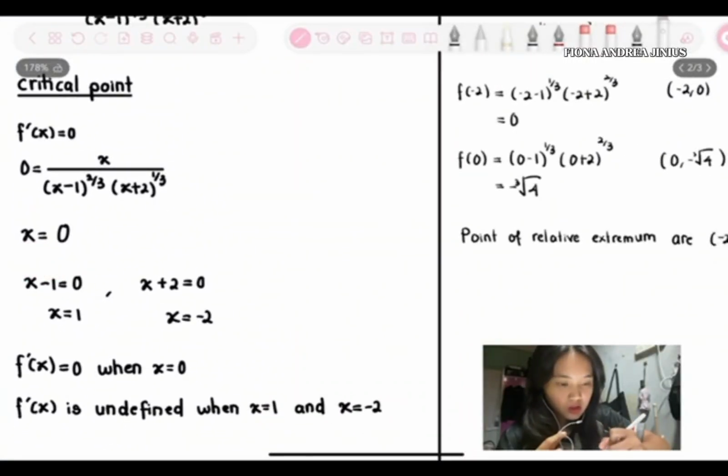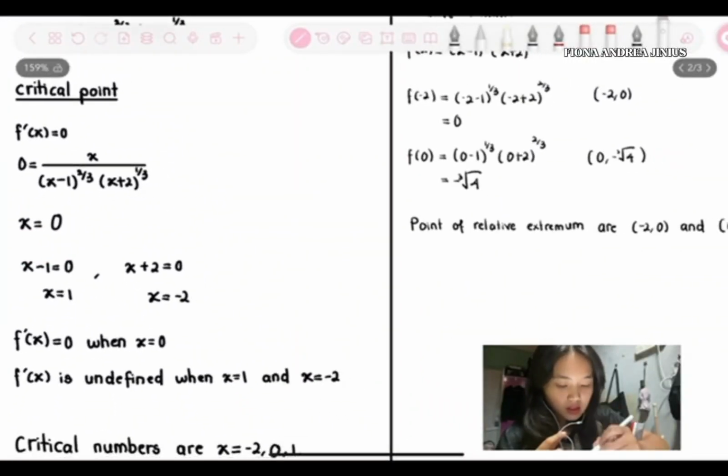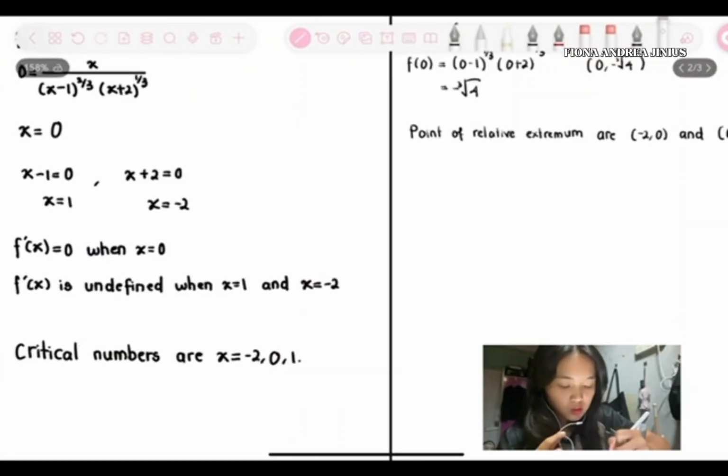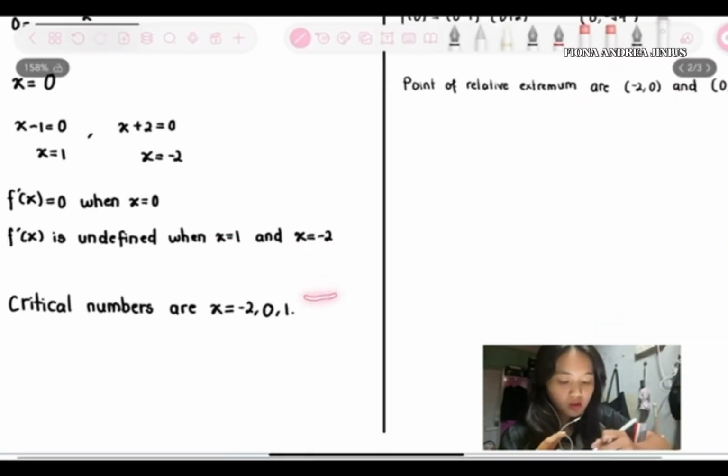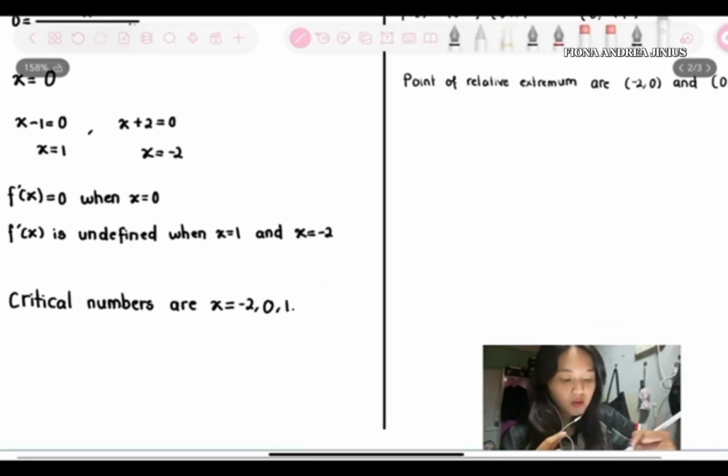And for the denominator, you can find x using x minus 1 equal to 0 and x plus 2 equal to 0. And you can see that f prime of x is undefined when x equals 1 and x equals -2. So our critical numbers are x equal to -2, 0, and 1.